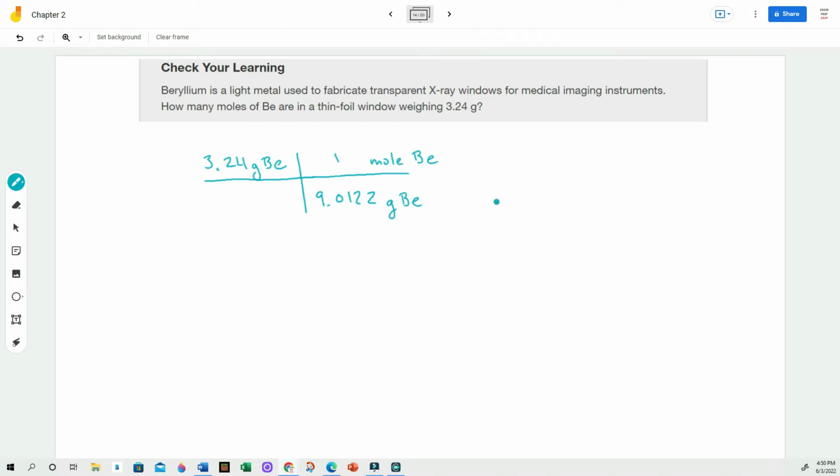That is 9.0122. So now I just do my math, and what's going to happen is my grams of beryllium are going to cancel. I'm left with moles of beryllium, which is exactly what the problem asked me for, and I get 0.360 moles of beryllium.